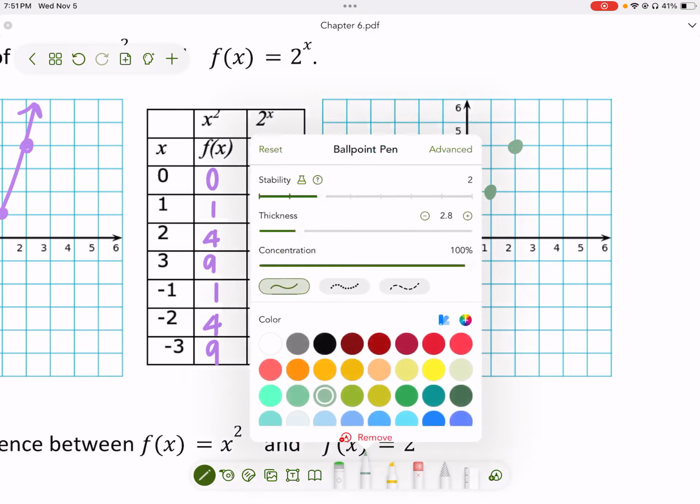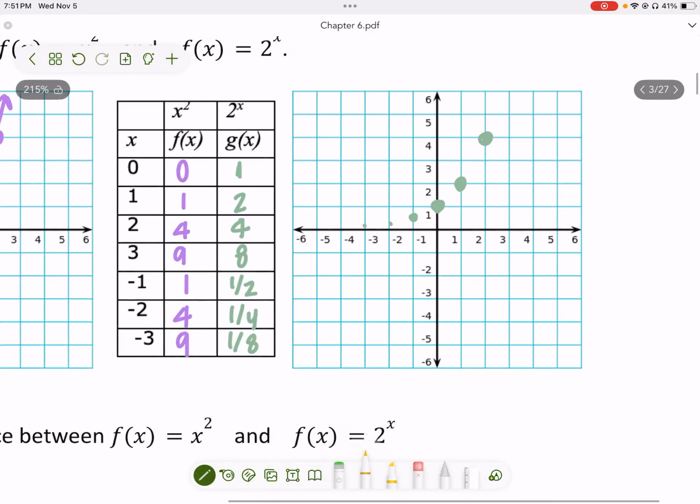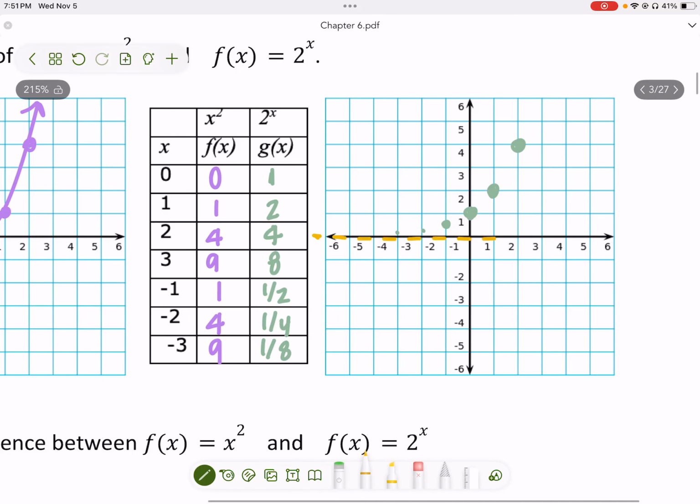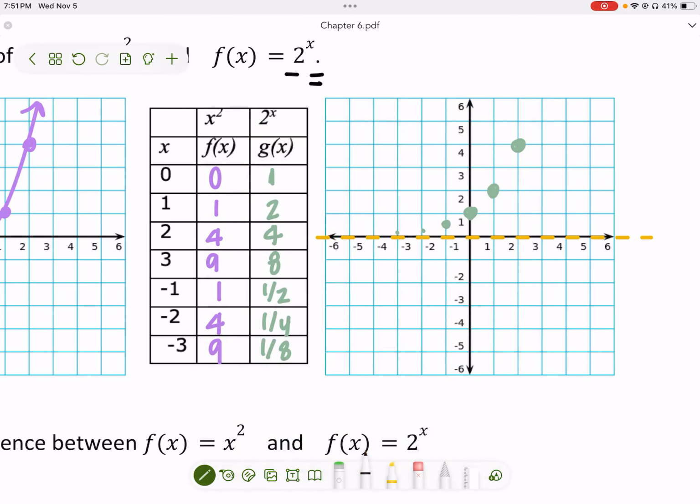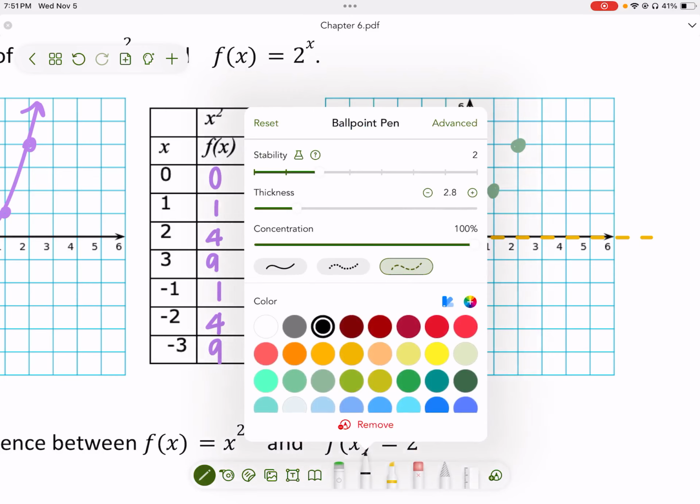Here is the curve, and then 1/2, 1/4, 1/8. You should notice that we are going to have an asymptote at 0. We are never going to get to 0. These will never have a solution of 0. It's impossible.